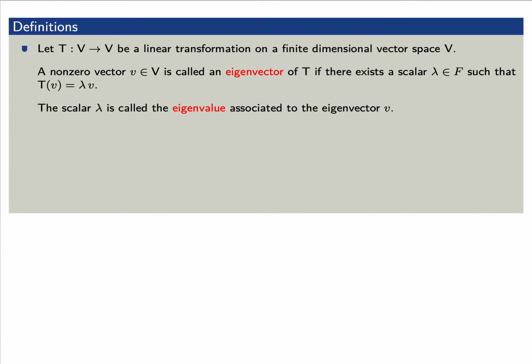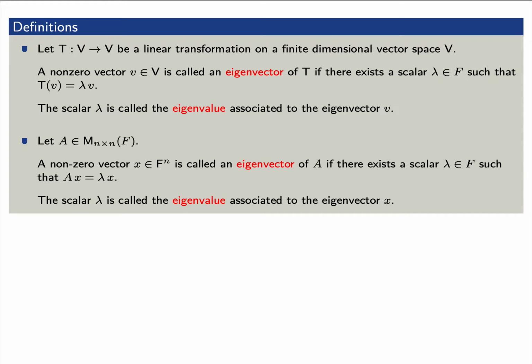We'll continue with more definitions here. Again, say that T is a linear transformation from a vector space V to itself. A non-zero vector lowercase v is called an eigenvector if there exists a scalar lambda such that T applied to lowercase v is the scalar lambda times lowercase v. The scalar lambda is called the eigenvalue associated to the eigenvector lowercase v.